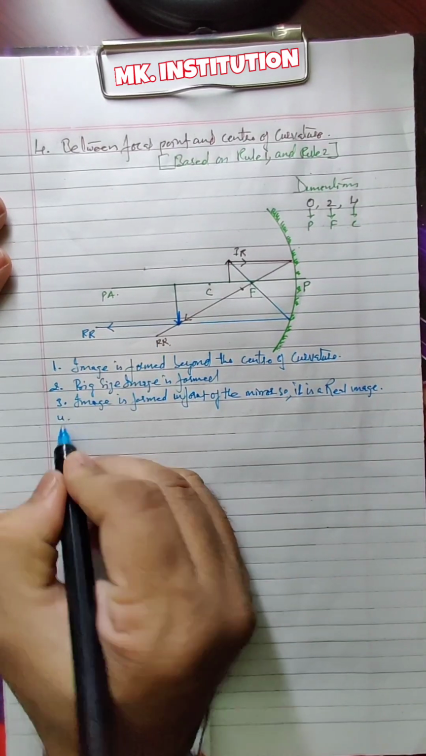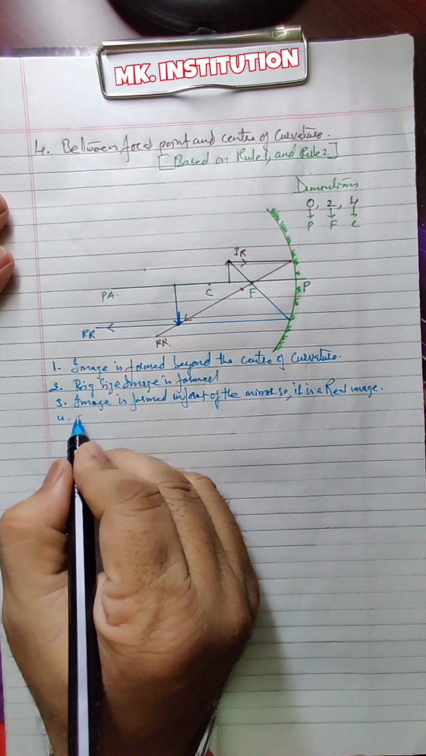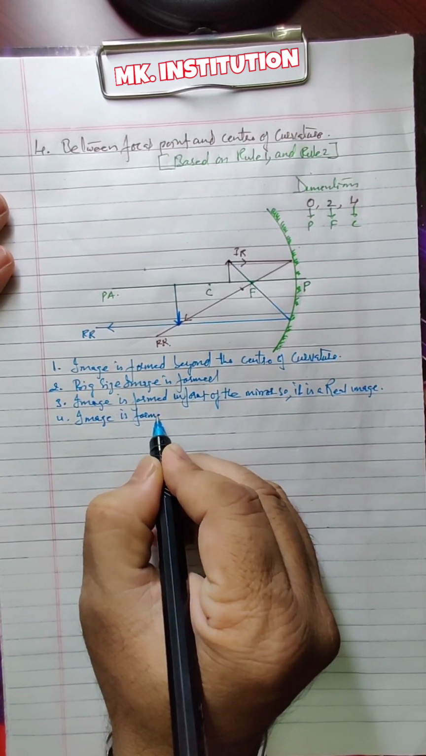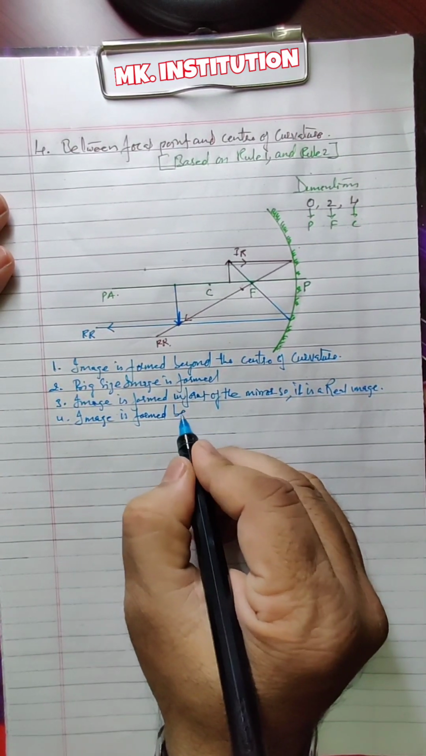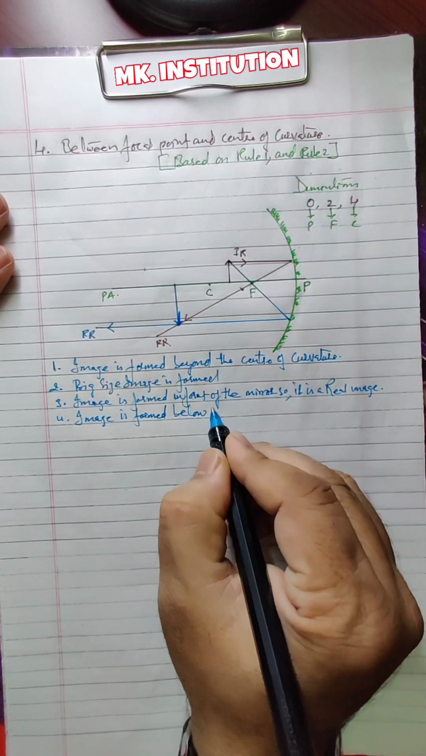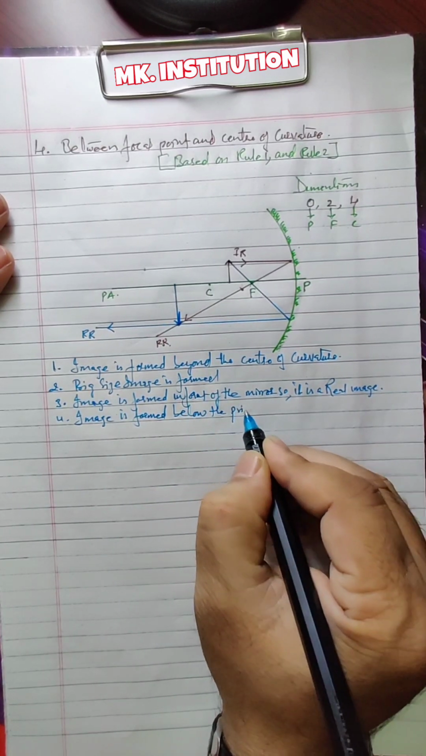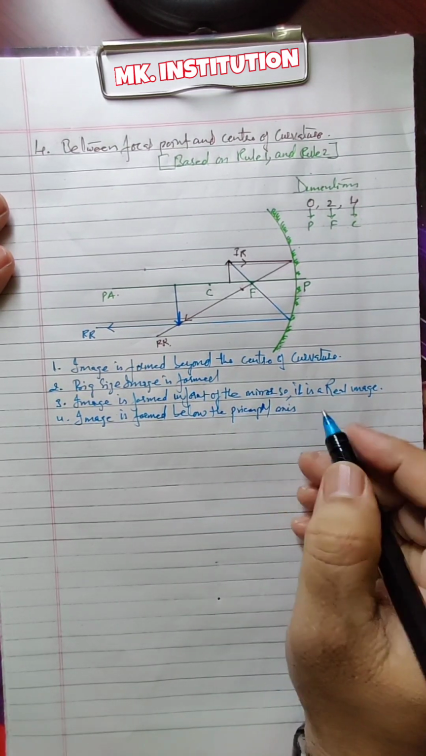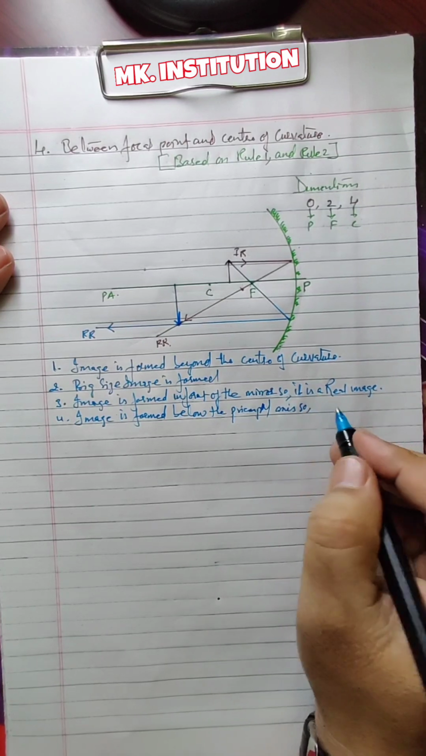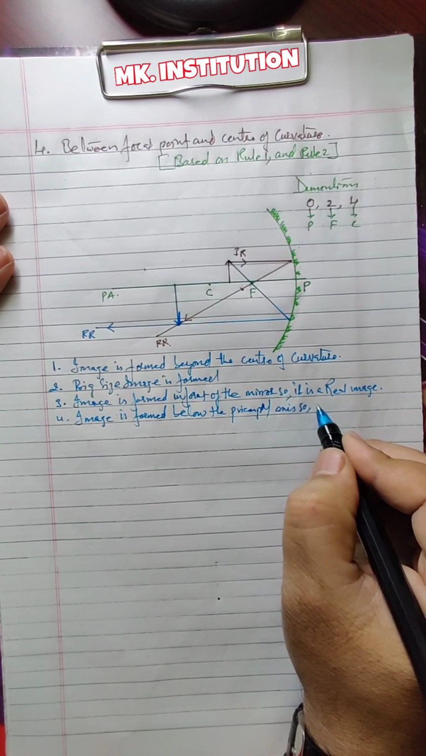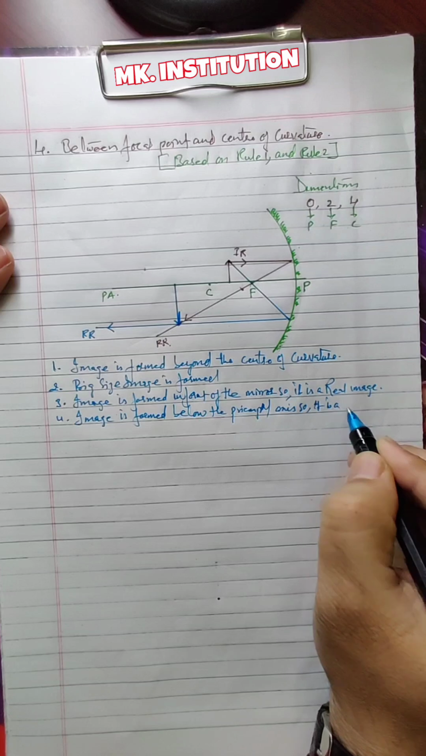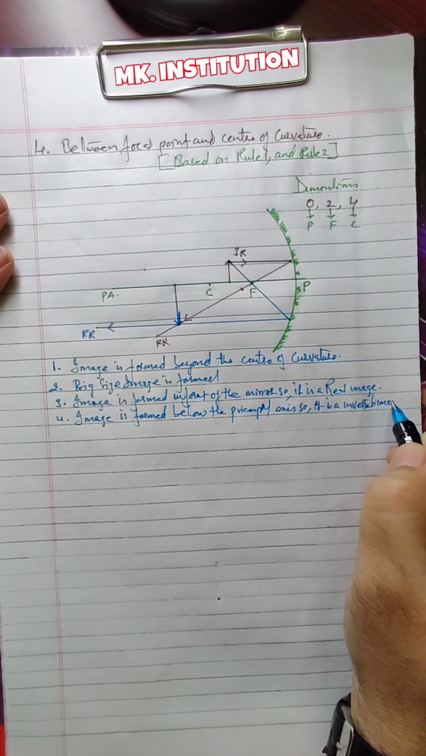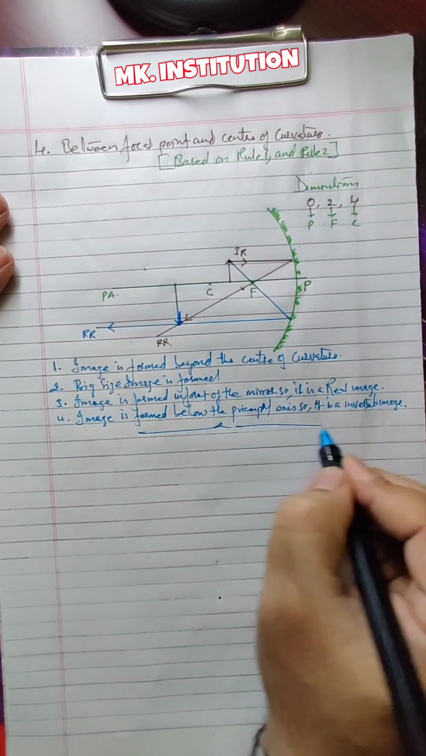Clear? Now what is the fourth property? The image is formed below the principal axis. So it is an inverted image. Clear?